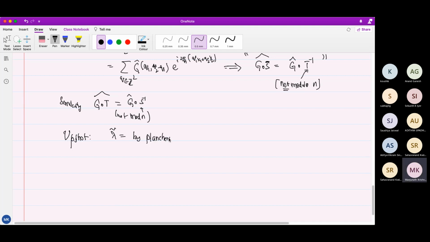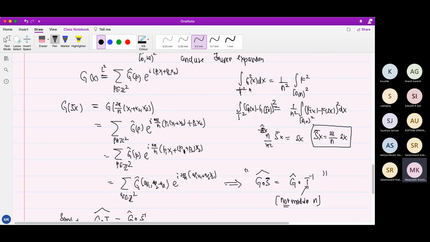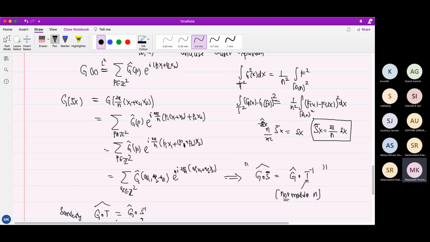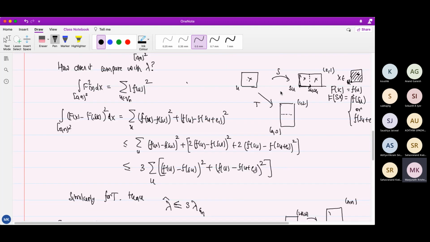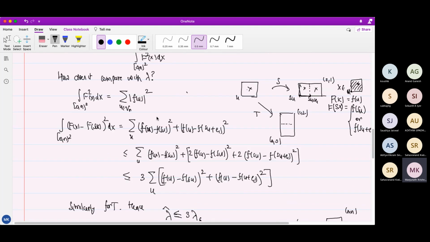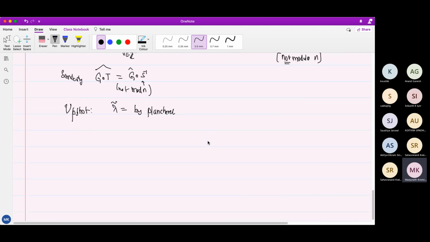Already on the denominator, I had shown you how to use Plancherel. Using Plancherel, what I have in the denominator is integral F square, which is, up to a constant that will anyway cancel on the two sides, integral G square, which is also the sum of G hat square. So in the denominator, I will have the sum over P in Z2 of G hat of P square.